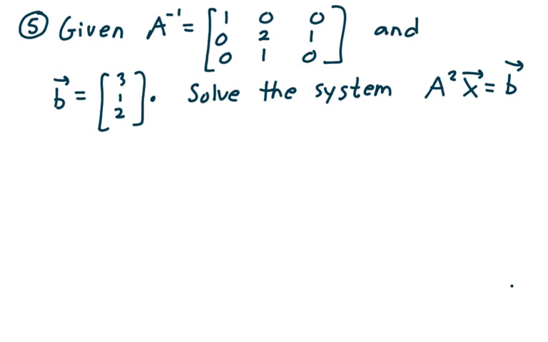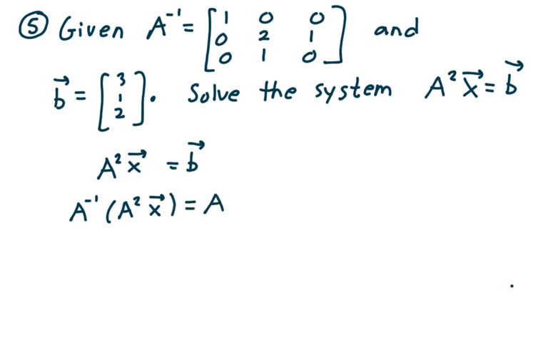Okay, now this is not as bad as you might think it is, okay? What you don't want to do is start with A inverse and find A. You don't need to, okay? The way this works is I'm going to start with this matrix equation, A squared x equals B. And I'm going to multiply both sides by A inverse. And I do it on the left, right?